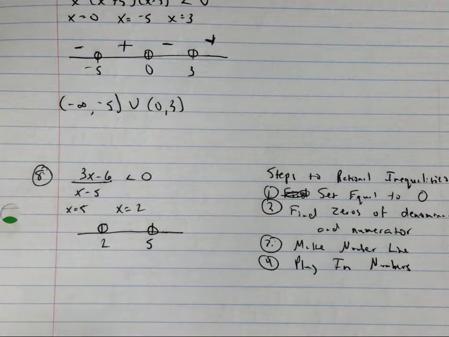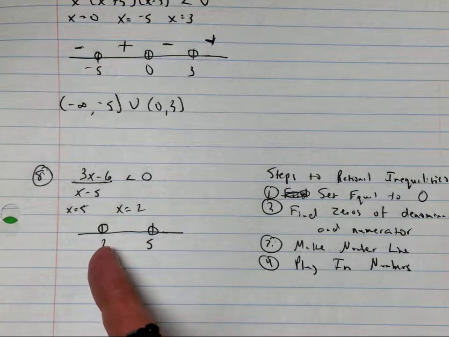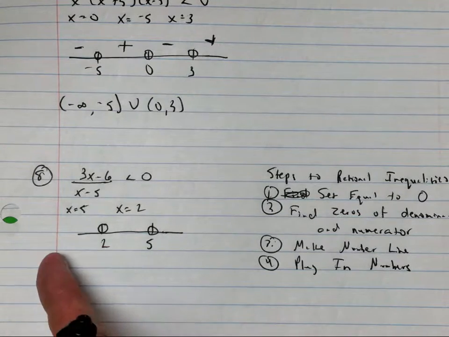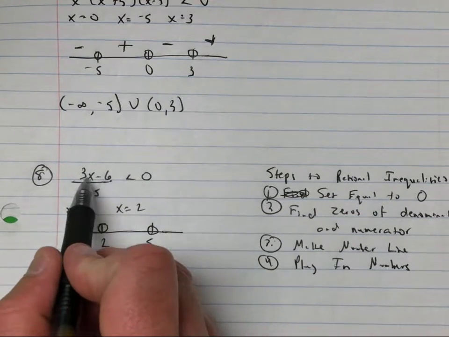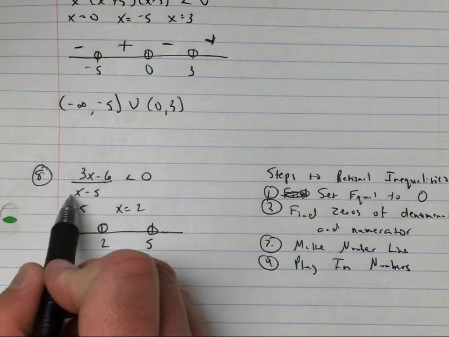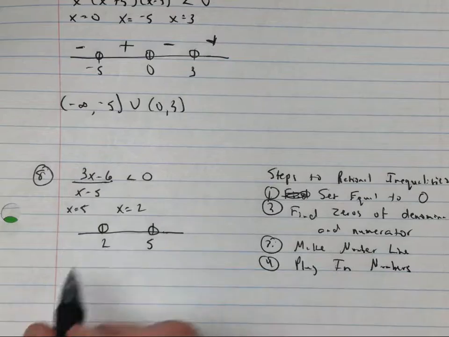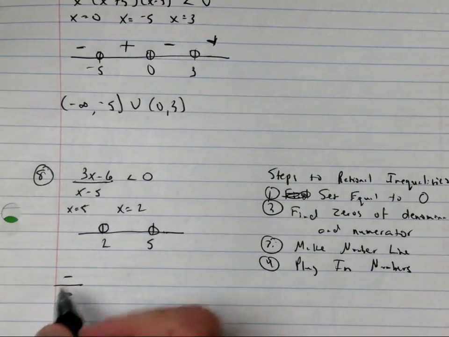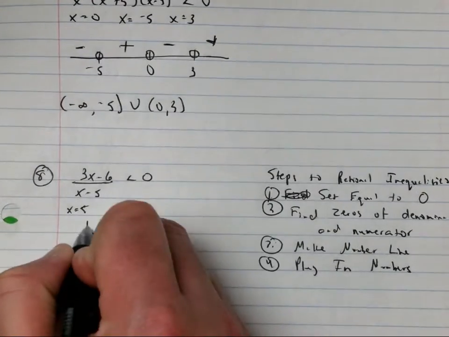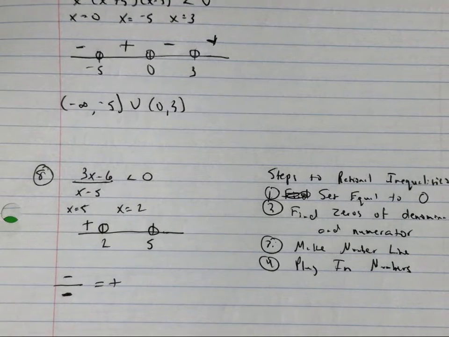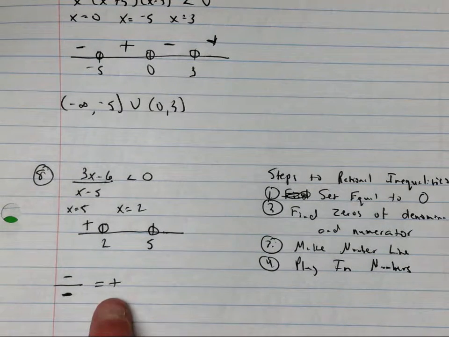Alright, now, like I said, you can't graph this. You're going to plug in numbers from this interval. I'm going to pick a number that's in the interval left of 2, which is 0. If I plug 0 here, I will get negative 6. If I plug 0 here, I'll get negative 5. Negative 6 divided by negative 5, a negative divided by negative equals a positive. That is what I'm concerned with. I'm not concerned with the actual numeral value. I'm concerned with the sign. I'm making a sign chart right here.